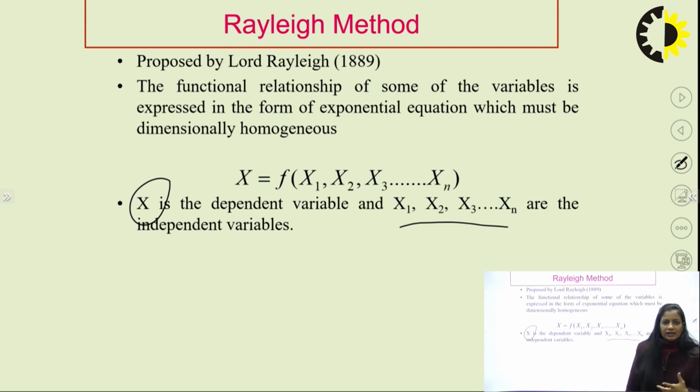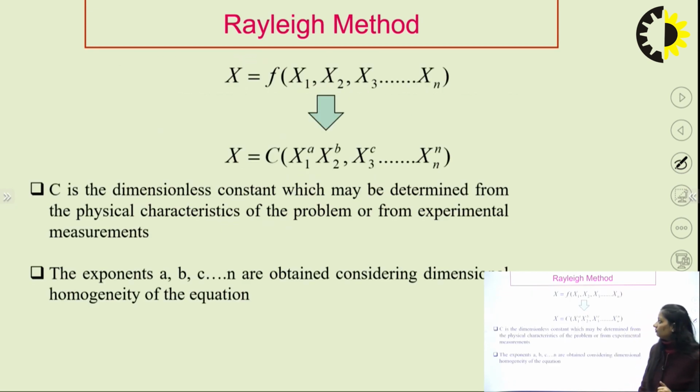So when we are going to write the equation, we will simply say that x is equal to a function of, in brackets, x1 to xn. What will be the next step in this particular case? We will just convert this function to this kind of equation. Here you can see that the dependent variable is now equal to C, where C is a constant, times x1 to the power a, x2 to the power b, x3 to the power c, and so on up to xn to the power n. So what are these a, b, c and n?